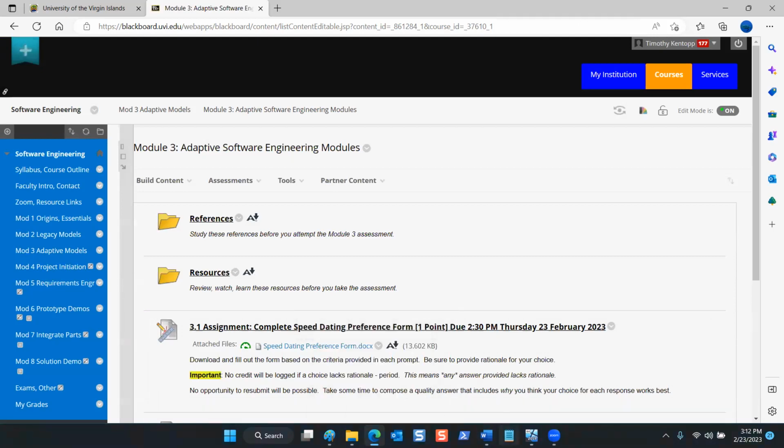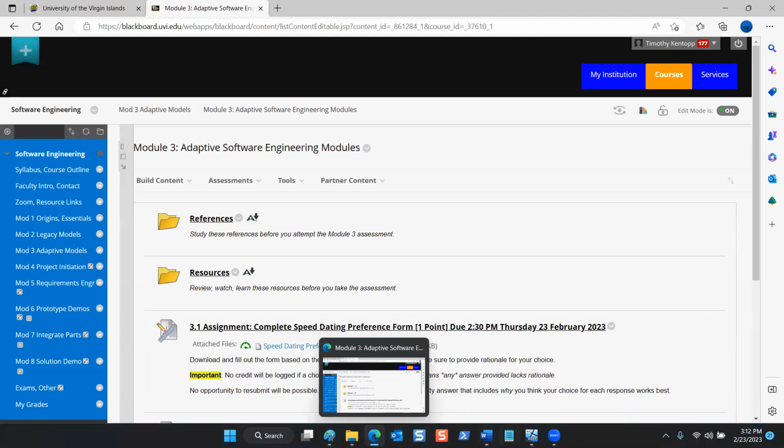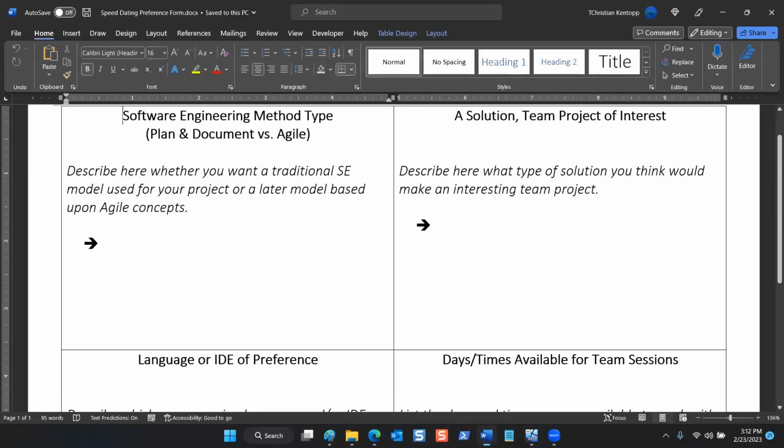So each of you were asked to complete your preference form. And now we want to use it to do something like speed dating. Each of you have different answers in each one of these quadrants.